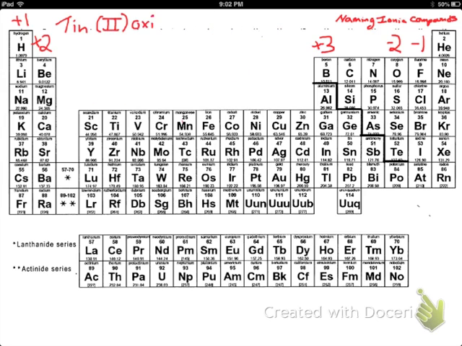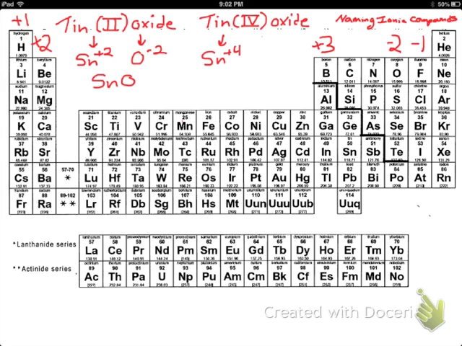Another example like this. Let's compare tin(II) oxide with tin(IV) oxide. In the tin(II) oxide, the tin has a +2 charge. The oxygen with its -2, put them together 1 and 1, and we have the compound tin(II) oxide, SnO. In the other one, we have tin with a +4 charge and the oxygen with a -2. Put them together, and we'll need a 2-to-1 ratio, 1 tin to 2 oxygens, and that's SnO2, tin(IV) oxide.